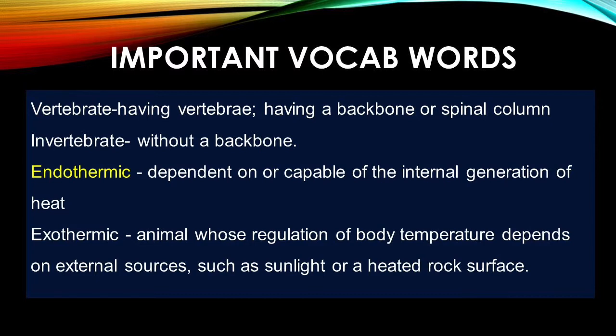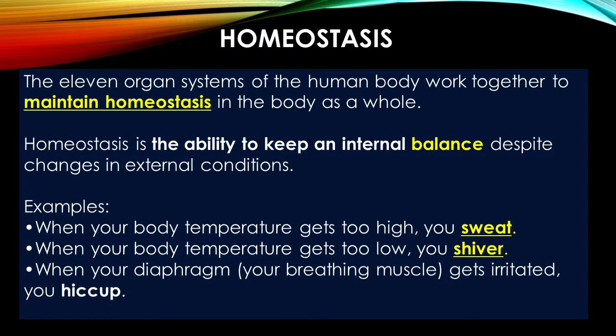An ectotherm is an animal whose regulation of their body temperature depends on their outward environment, so they kind of mimic what their outward environment is like. Our main focus in this unit is not only to examine the different body systems, but really to investigate how they interact with each other to maintain homeostasis in the body. Remember, homo means same, so homeostasis is the ability of an organism to keep an internal balance. It's able to stay the same despite changes in the external environment.